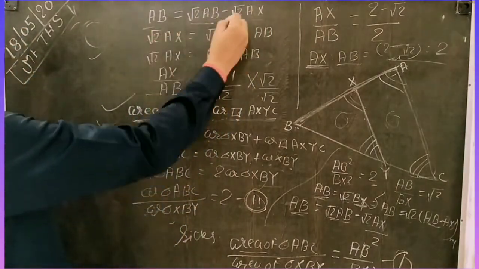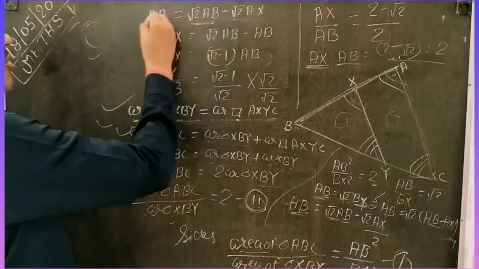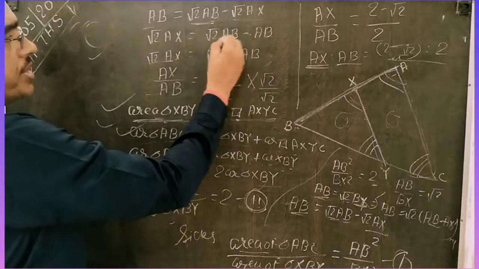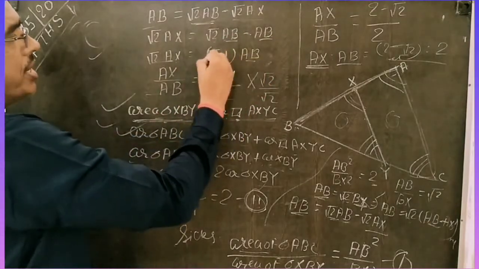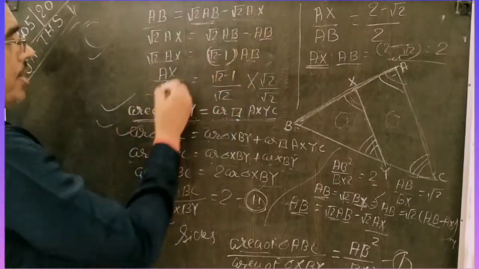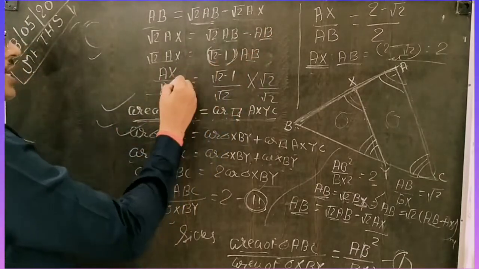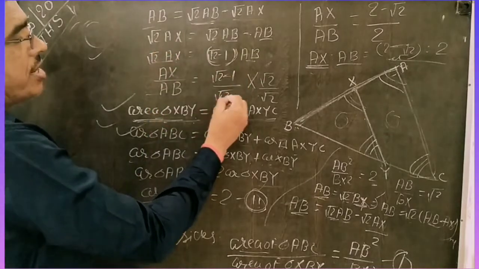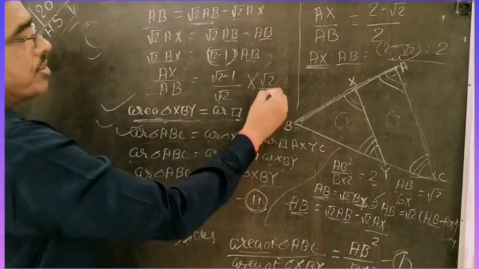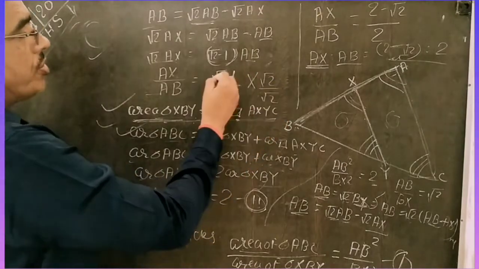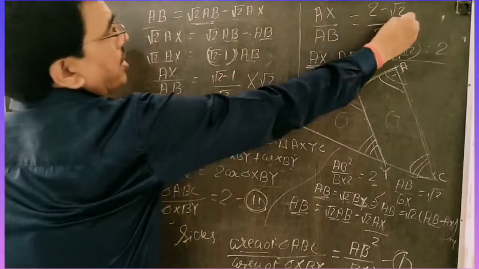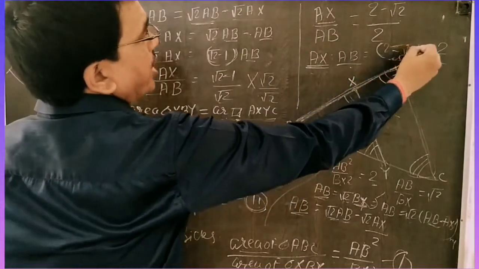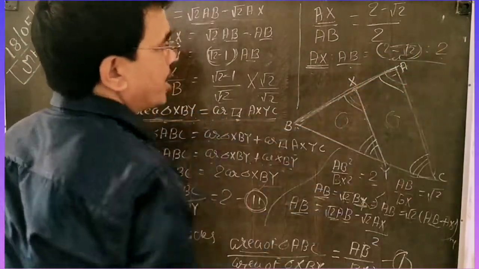Root 2 AX goes this side, here is minus, then it is plus. Root 2 AB, this AB goes this side, then it is minus. Here root 2 AX, AB is the common between them. So in the bracket root 2 minus 1. Again AX by AB, because your question is AX by AB, so I write AX by AB equals root 2 minus 1 by root 2. This is irrational in the denominator, so I am rationalizing it by multiplying root 2 with numerator and denominator. So root 2 multiply, then you get 2 minus root 2 and here root 2 into root 2, that is 2. So AX is to AB is equal to 2 minus root 2 is to 2. It is your solution.